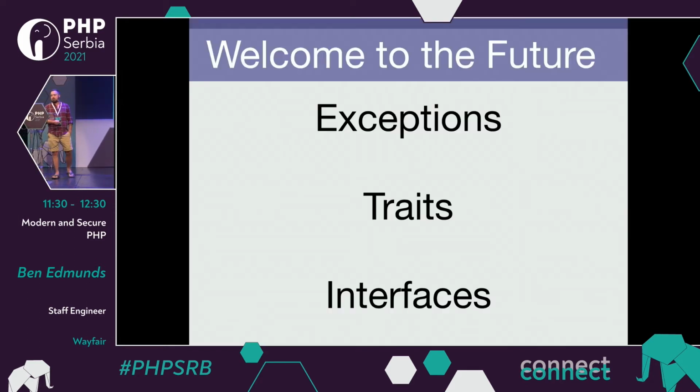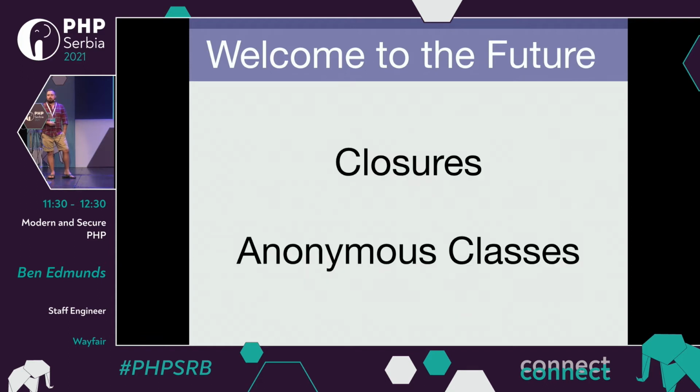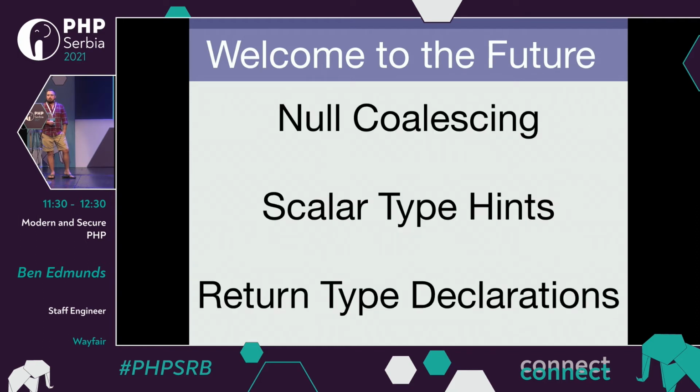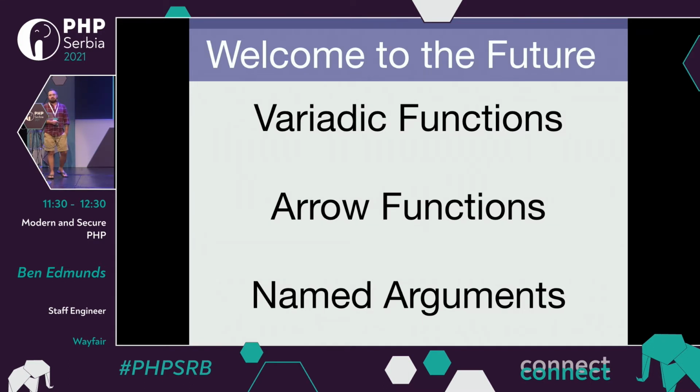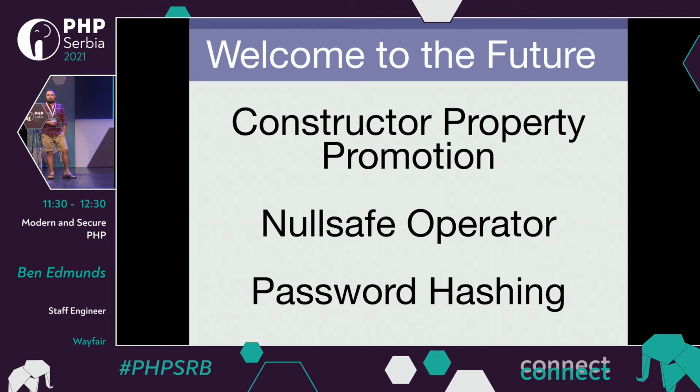So here's what we'll cover. We'll go through exceptions, traits, and interfaces. So these have been around for a while, but we'll touch on them a little bit. Closures have also been around for a while, but then anonymous classes are a bit newer, so we'll see how to use that. We'll go through Null Coalescing, the new type hinting that's available, Variadic Functions, the new arrow functions and named arguments, constructor property promotion, the Nullsafe Operator, and password hashing that was added in 5.5, and then how that's been updated.